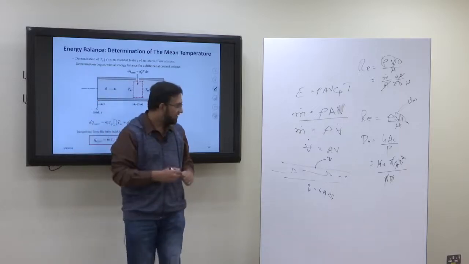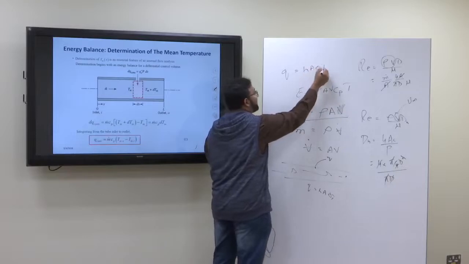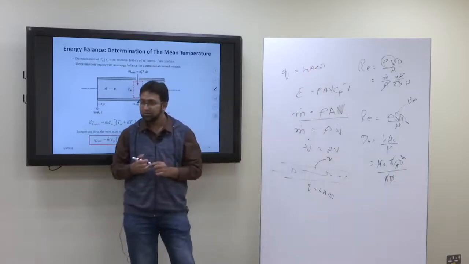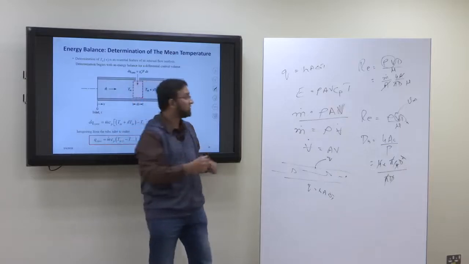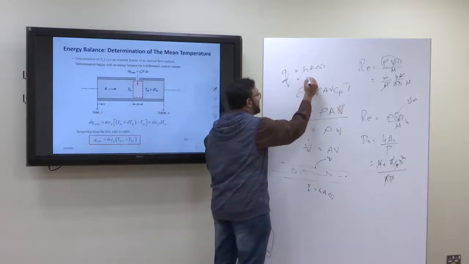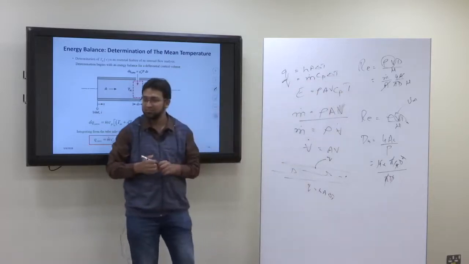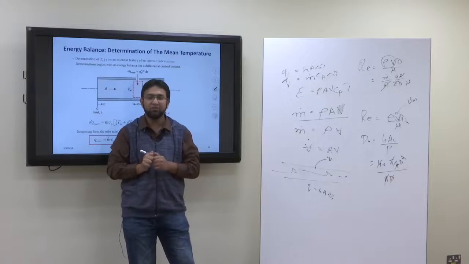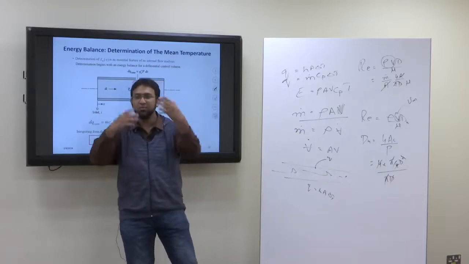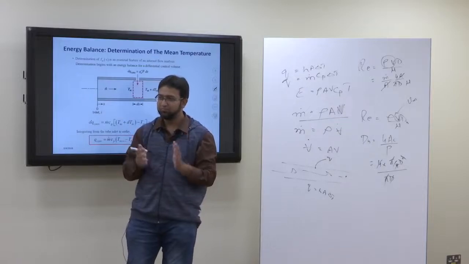So amount of heat convected by the pipe is what? Q is equal to hA delta T, right? Amount of heat gained by the water is what? Q is equal to m dot Cp delta T, and they both are equal. As per the energy balance, the amount of heat convected is equal to the amount of heat gained by the water.